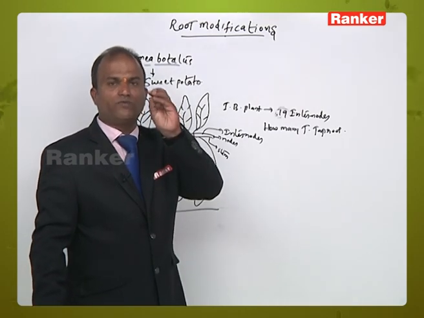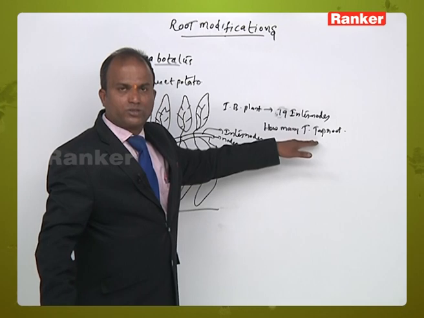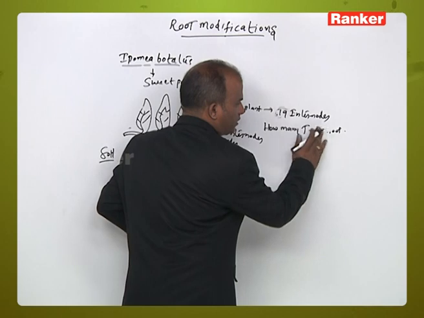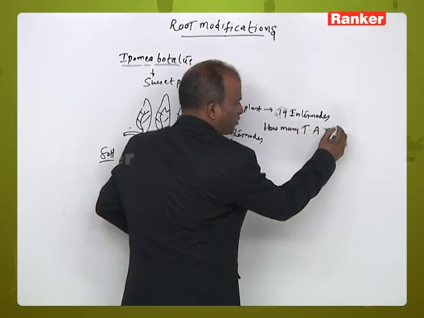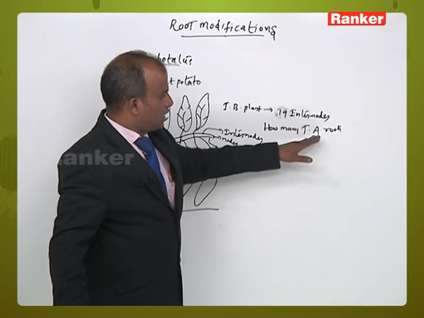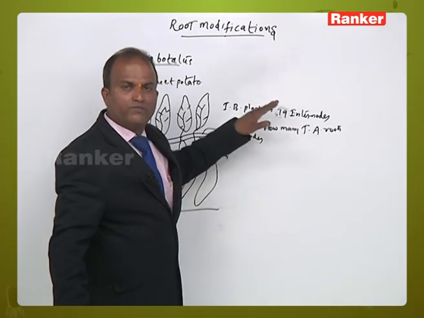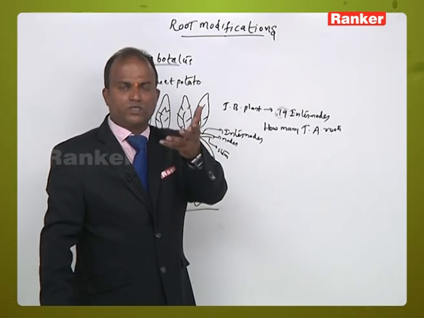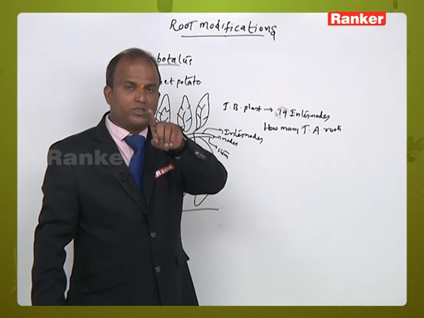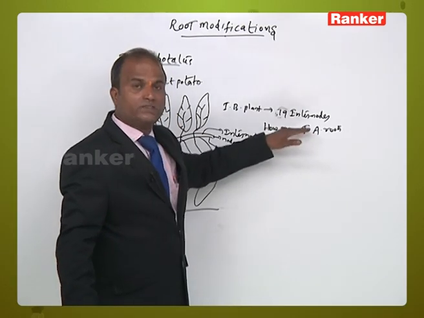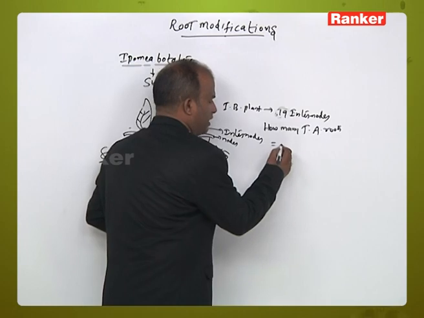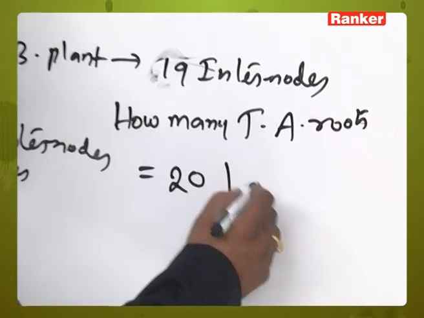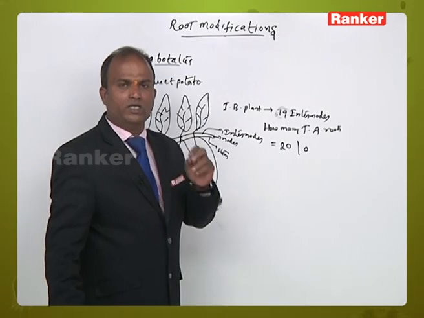But it is a wrong answer. Why? Because it does not show a taproot system. Which type of root system does it show? Tuberous adventitious roots. In the same problem, if they ask how many tuberous taproots, the answer is 0, because it does not show a taproot system. But as it shows adventitious roots, if they ask how many tuberous adventitious roots, the answer is 20. How many tuberous taproots? The answer is 0.